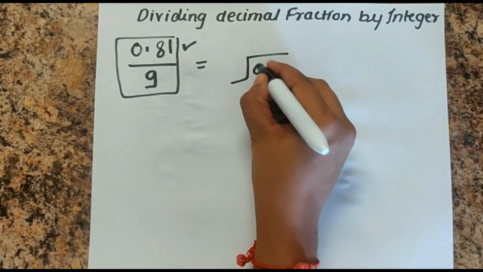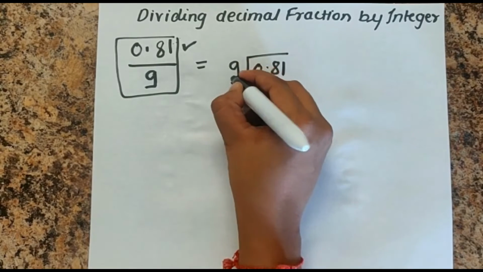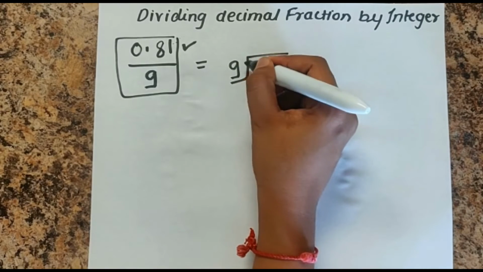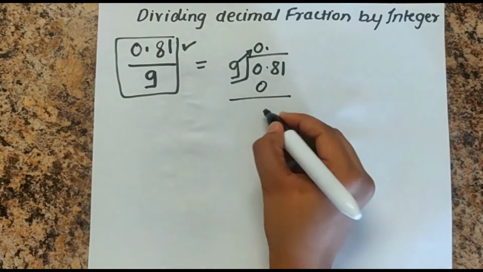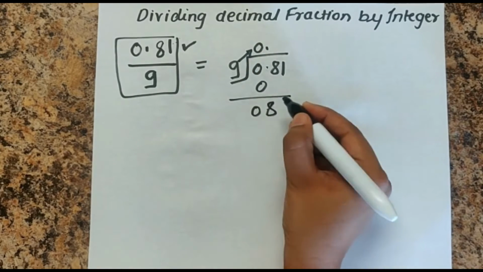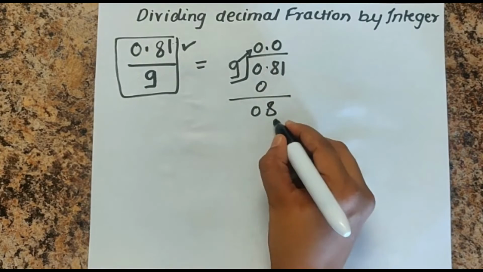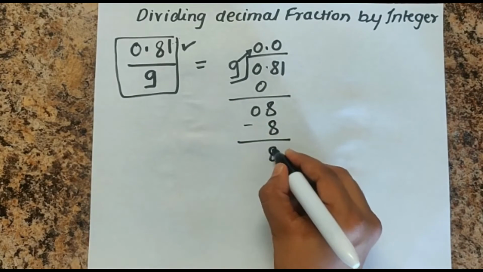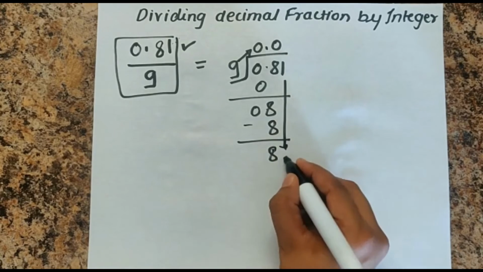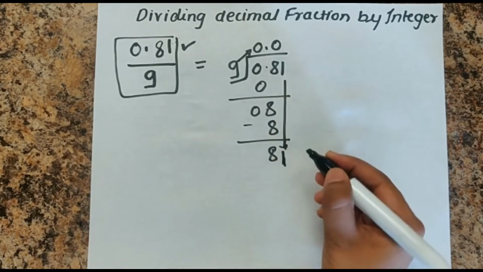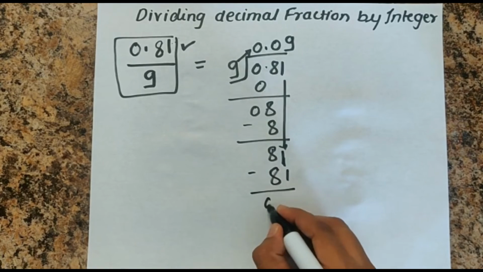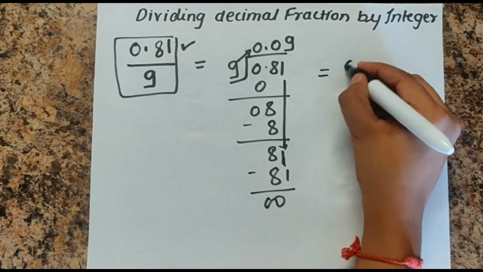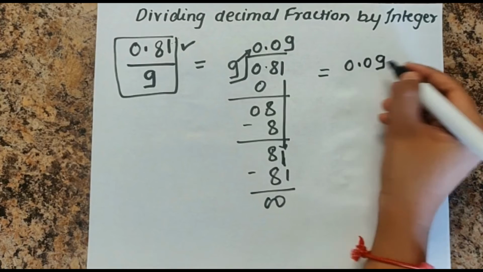So to divide, as is, you can divide it the normal way. So it is 0 as it is, 8 down, 8, then I'll take this 1 down, so this is equal to 0.09.